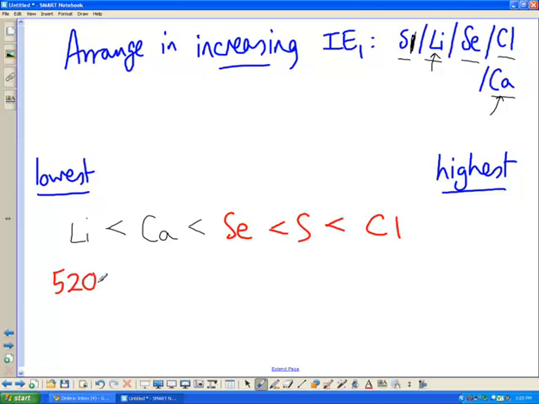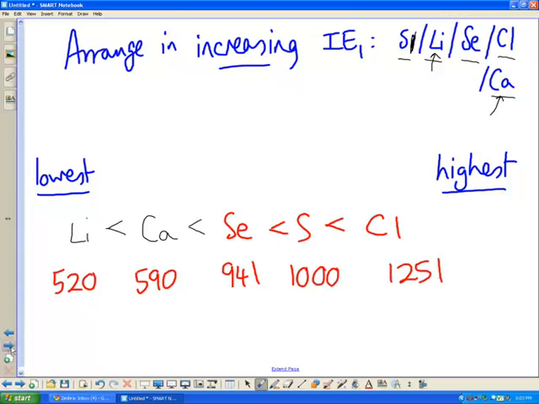Lithium has a first ionization energy of 520 kilojoules per mole. Calcium is 590. Selenium is 941. There's a big jump here because we jumped from group 2 to group 6, so not really a surprise. Sulfur is 1000. And chlorine is 1251, again a big jump because we go from group 6 to group 7.